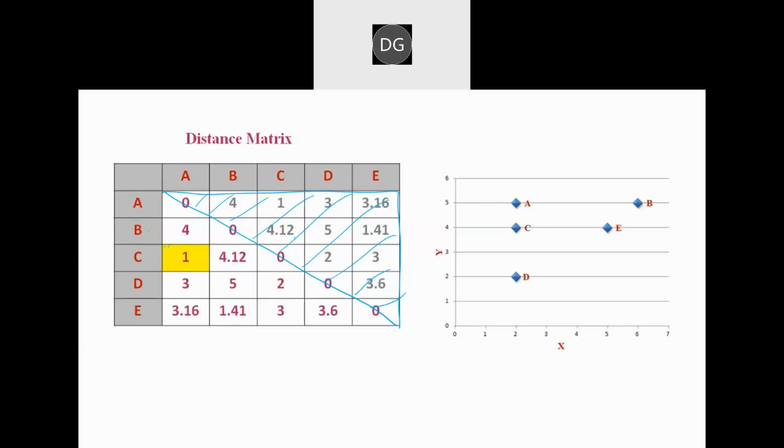In the first step we calculated the matrix for each point to another and ignored all the repeated values. As the next step, out of the remaining values, we have to pick the minimum value. The minimum value is 1. Which 2 points create this? A comma C. A comma C is making the minimum value. So I will merge A and C as one single cluster. Understood?